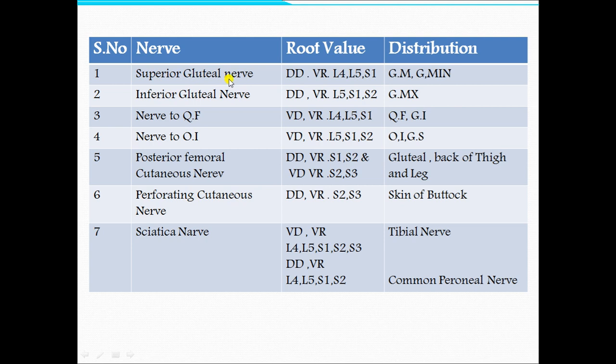Superior gluteal nerve. All these nerves arise at the divisions region. The superior gluteal nerve arises from the dorsal divisions of ventral rami L4, L5, S1. The ventral rami divide into dorsal and ventral divisions. From the dorsal divisions it arises, L4, L5, S1, and it passes above the piriformis muscle, enters into the gluteal region, and then supplies gluteus medius and gluteus minimus muscle.